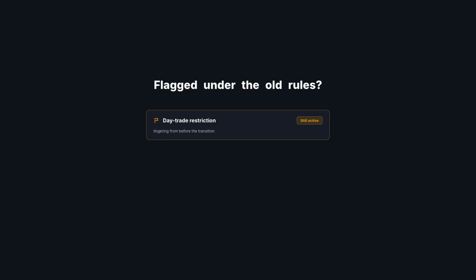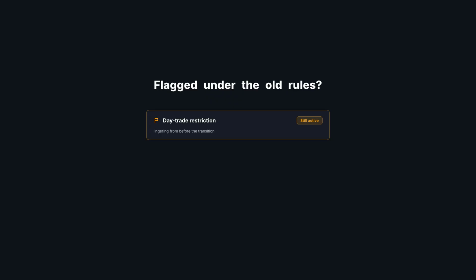So if you've been looking for a reset PDT button because you're worried about triggering the old restriction, that's simply not something that applies anymore. There's no flag being placed on your account in the first place under the current system, which means there's genuinely nothing left to reset.